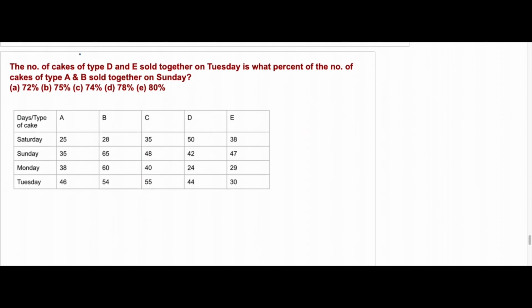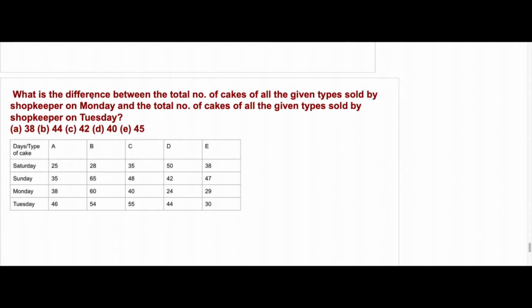Next, the number of cakes of type D and E sold together on Tuesday, that is 44 plus 30, which is 74. Is what percent of the number of cakes of type A and B sold on Sunday? A and B sold on Sunday, that is 35 plus 65, which is equal to 100. So 74%. Very easy.